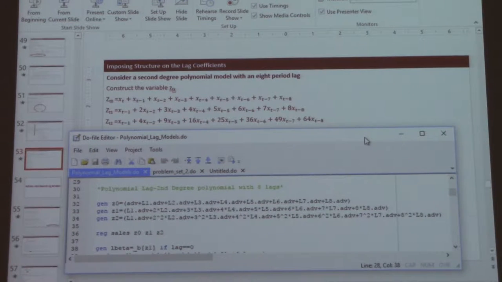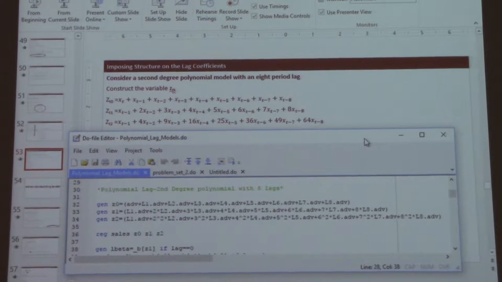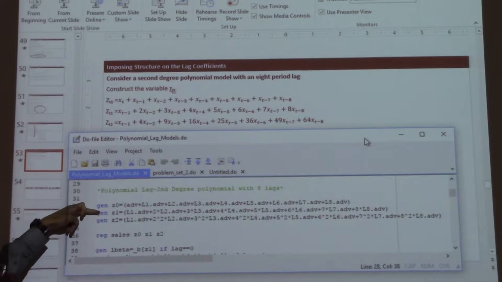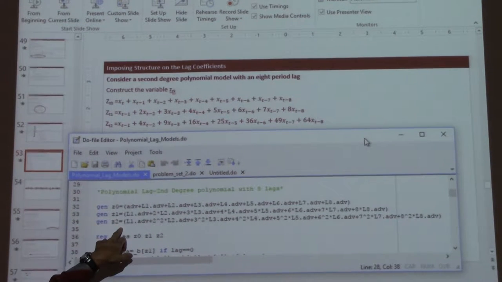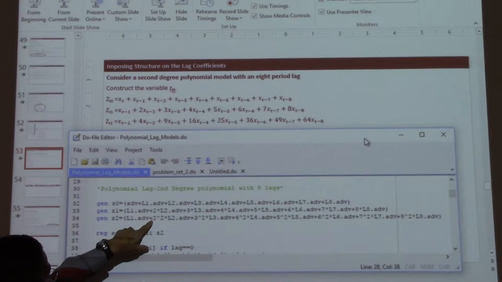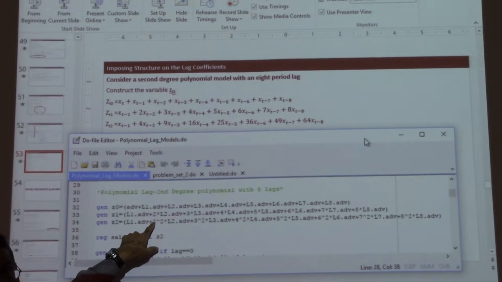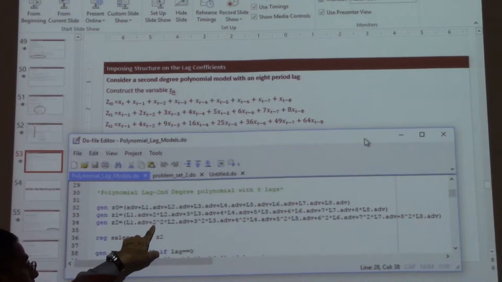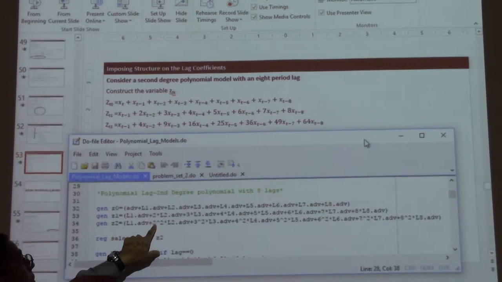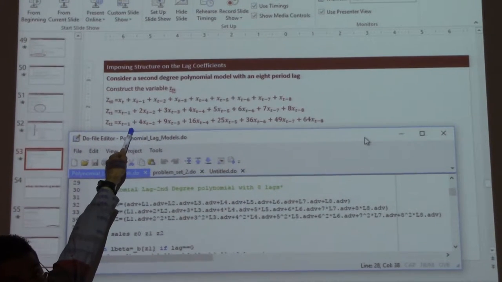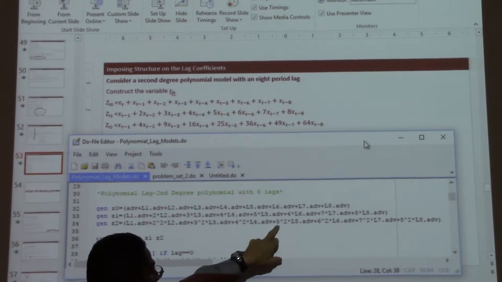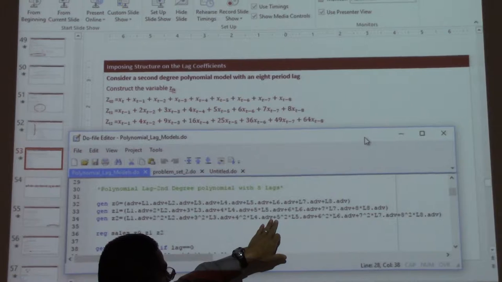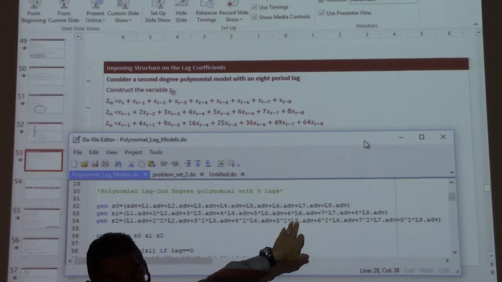Then I construct Z T2. And again, copy and paste, change this to a 2. Because I'm not very good at math, instead of squaring this in my head, I put 2 squared, which is going to be 4. 3 squared, 4 squared, 5 squared. And again, 5 refers to the period of the lag, fifth period lag.